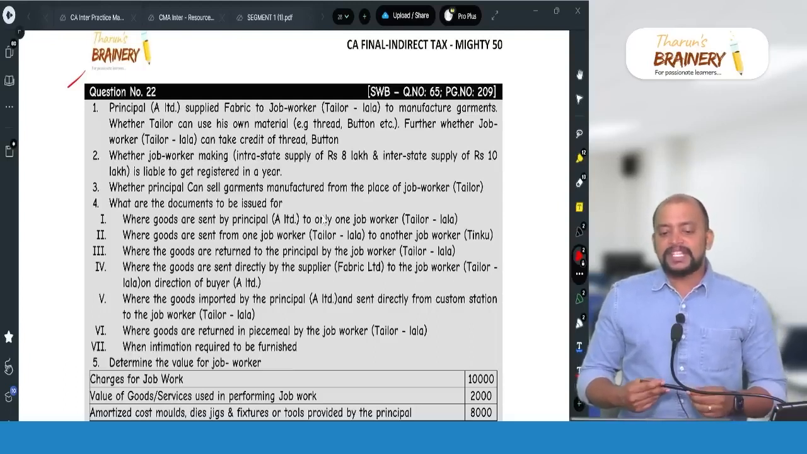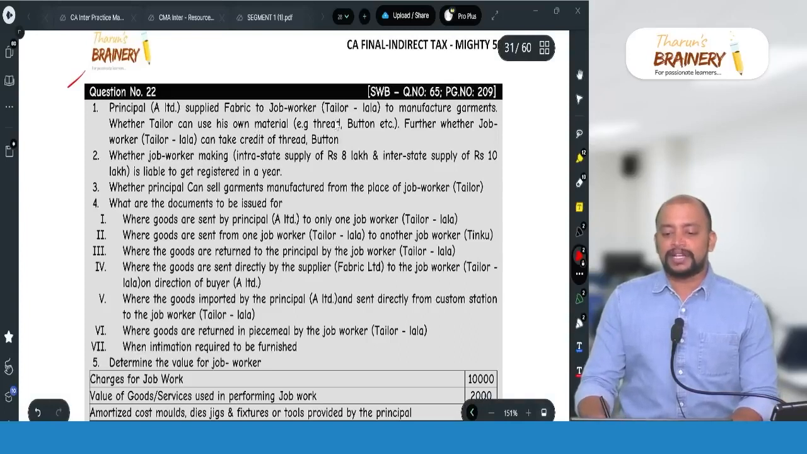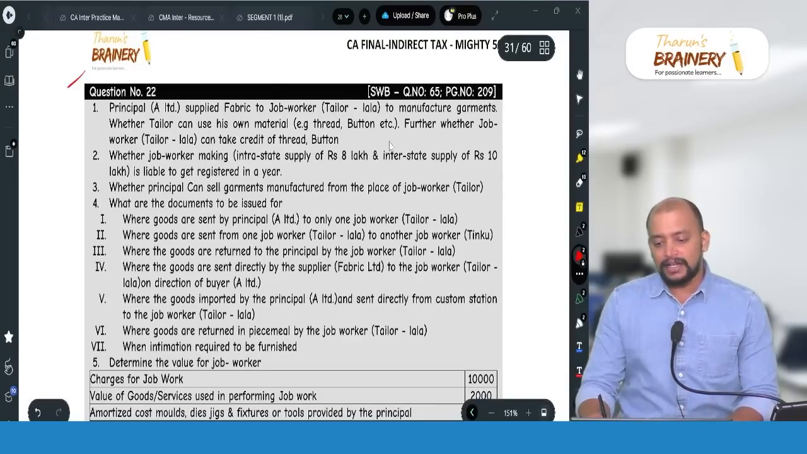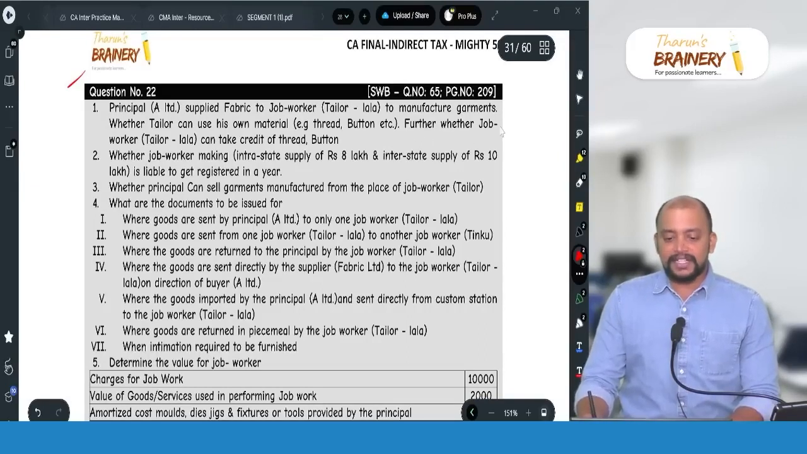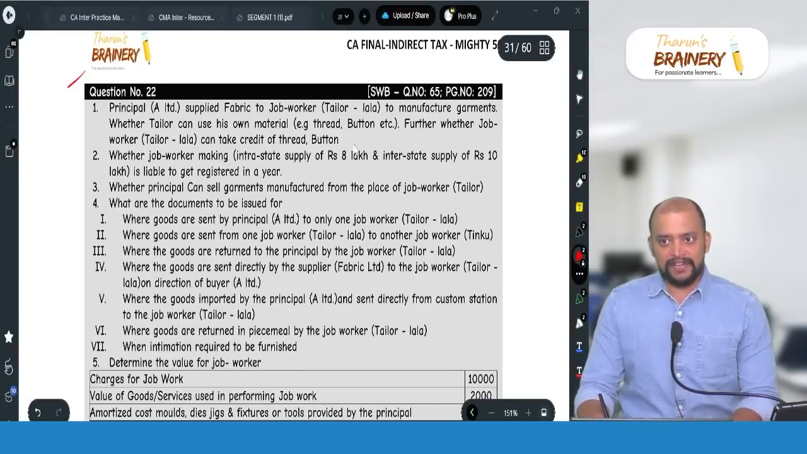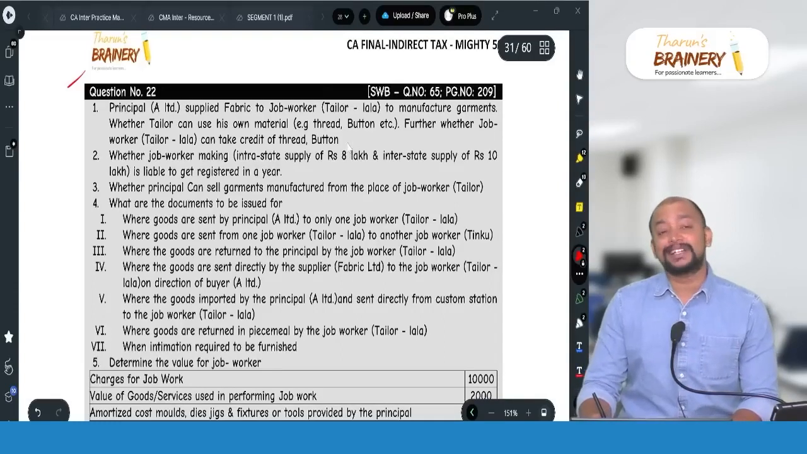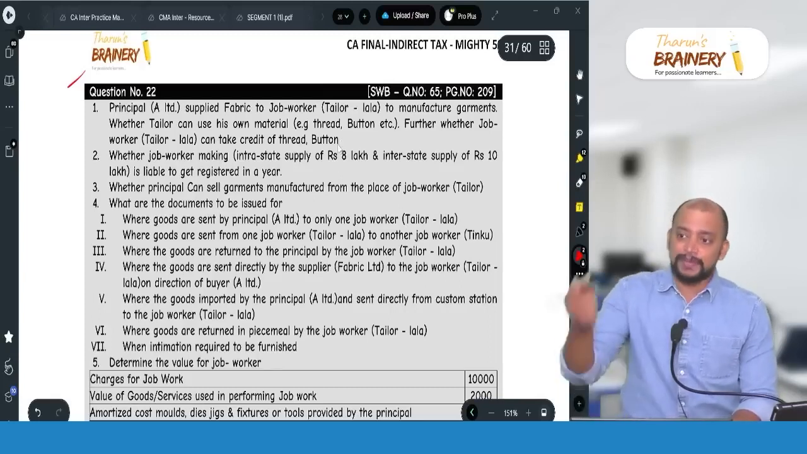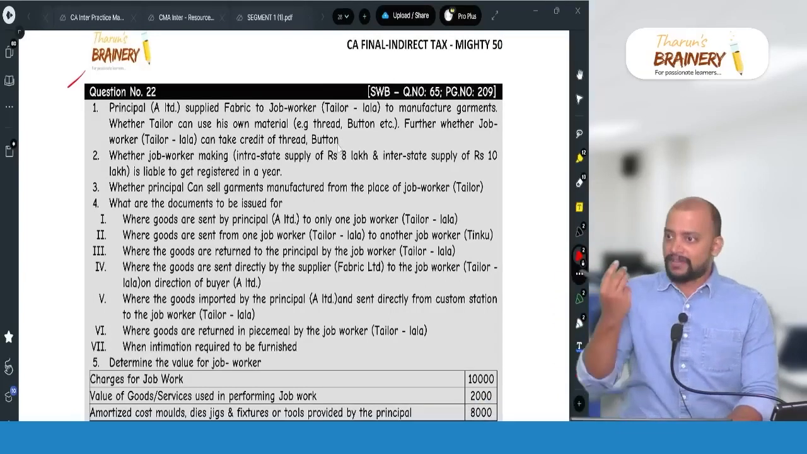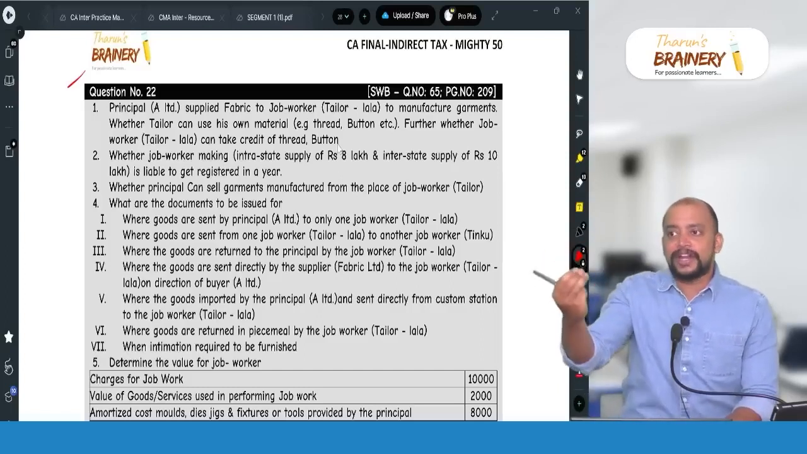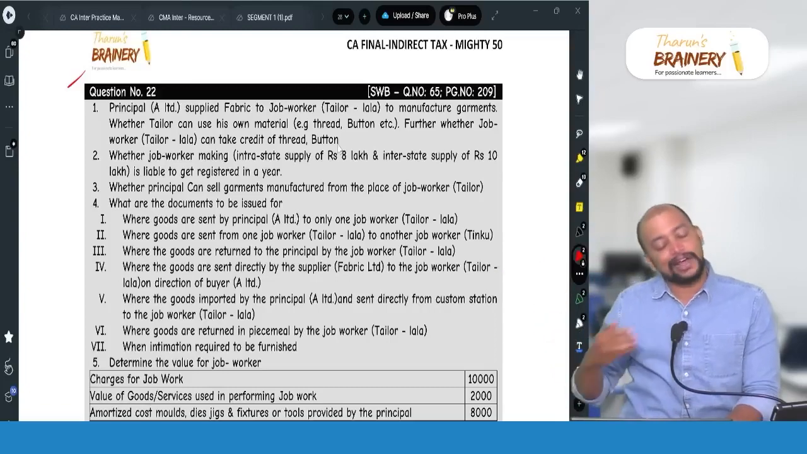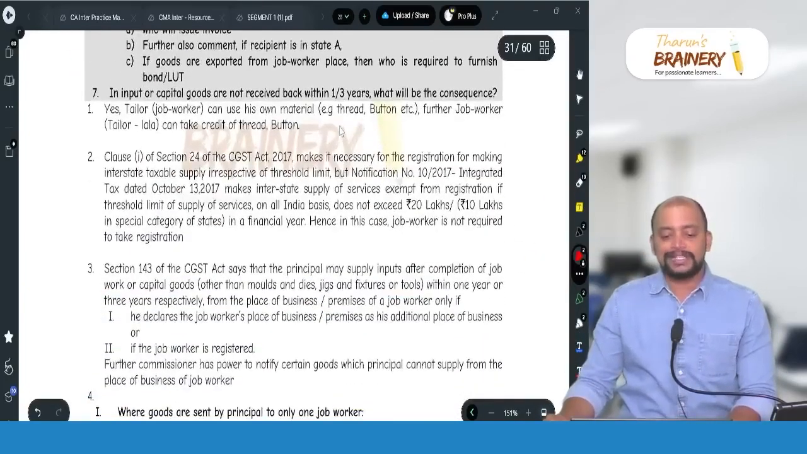Job work: Principal A Limited supplied fabric to job worker Taylor Lala to manufacture garments. Whether Taylor Lala can use his own raw material, and further, whether the job worker can take credit on thread or button. Whenever the major goods are supplied by the principal manufacturer, the job worker can take ITC with respect to the goods which are used by them in the job work. We discussed this point. The job worker can also buy, for example, a little bit of products for processing, like thread, button, etc. On that they can take ITC, there is no restriction. So that is the answer for the first one.